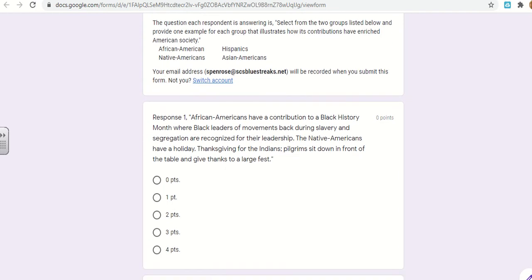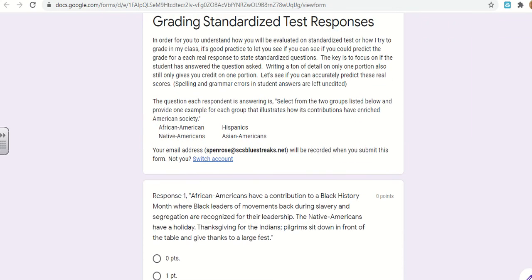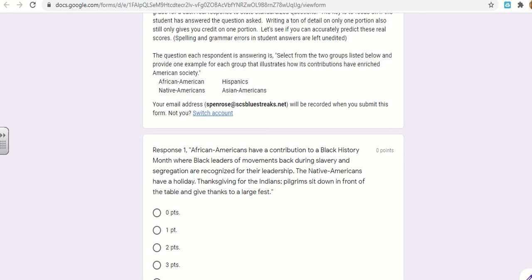What you need to do is grade the answers that these people have given so that you know, oh, if I can identify what's a good answer, then I should be able to write a good answer. So each student below is answering this question. You're going to select from two groups below, and they're listing African Americans, Native Americans, Asian Americans, and Hispanics. Select from the two groups listed below and provide one example for each group that illustrates how its contributions have enriched American society. So that's the question that's being asked.